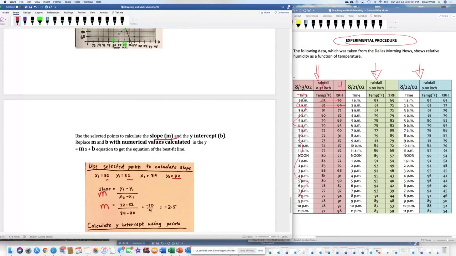So once I do this, I get my slope. Some people like to leave it as a fraction. I like decimal points. So I get minus 2.5. That's my slope, my value of m. So far I have y equals minus 2.5, I just solved for this, x plus b. This is important.